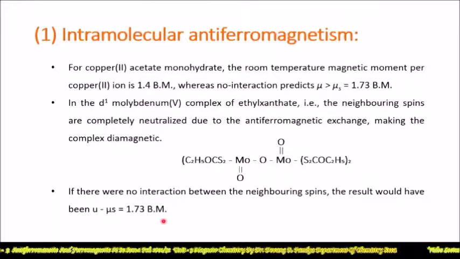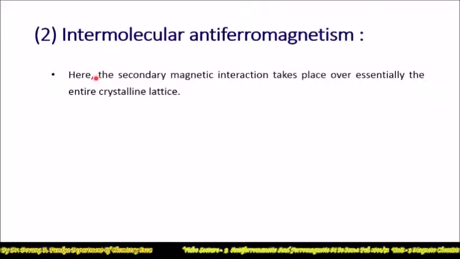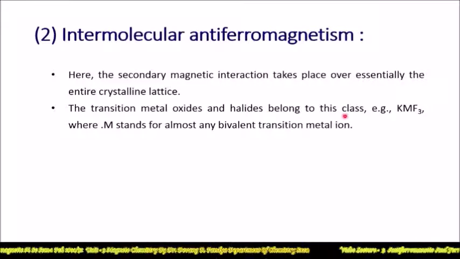Second is intermolecular antiferromagnetism. Here intermolecular means the same kind of molecule, but the molecules are different. Same category of molecule but two different molecules, whereas in the previous case it was a single molecule. Here the secondary magnetic interaction takes place over essentially the entire crystalline lattice. The transition metal oxides and halides belong to this class.